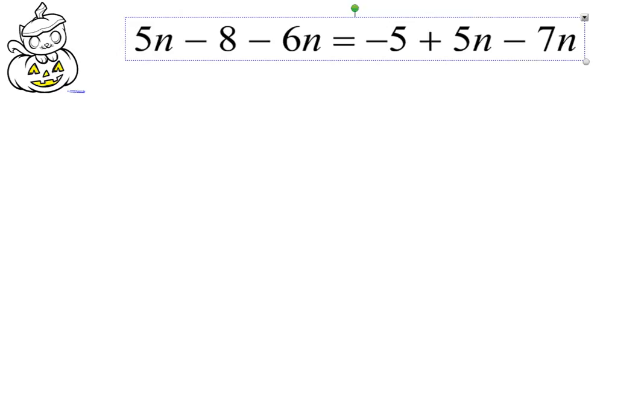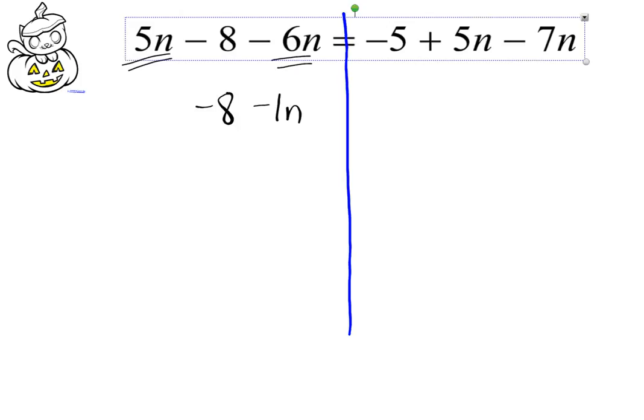Oh my gosh, Mrs. Peters, there are no parentheses, and there's all sorts of stuff running around. We're going to do this just like we've done before. Put our little line down the middle. Collect like terms. Here's a like term here and here. They're on the same side. That gives me negative 1n. Didn't do anything with the 8. Over here I have 5n and negative 7n. Well, that's negative 2n. Didn't do anything with the 5. Still have my equal sign.